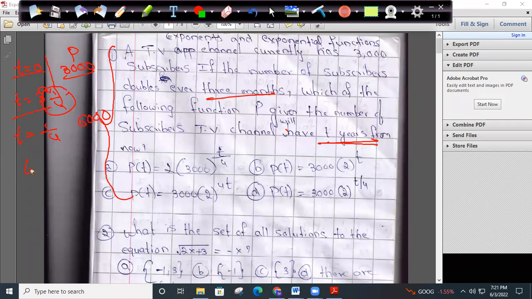So when T is equal to 6 months, I don't want months, I want years. So when T equals 1/2, I should get 12,000. Two to three numbers is sufficient.